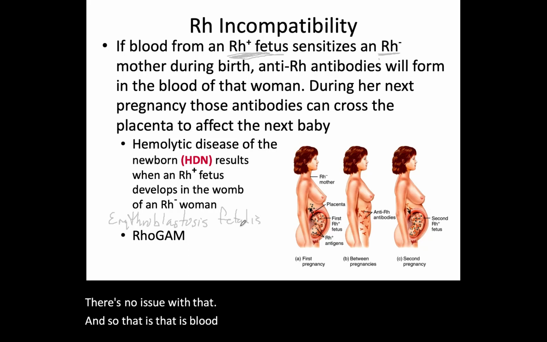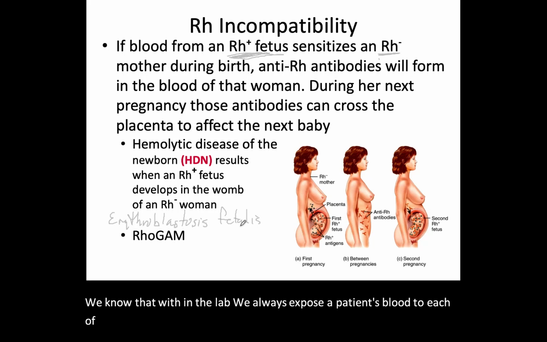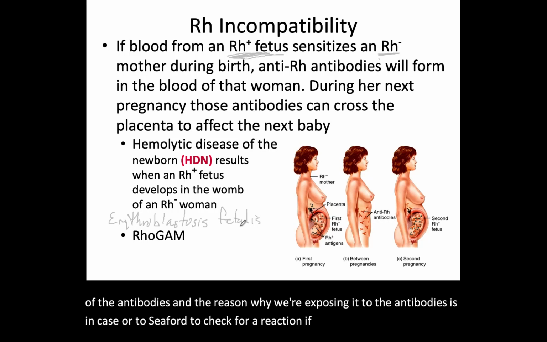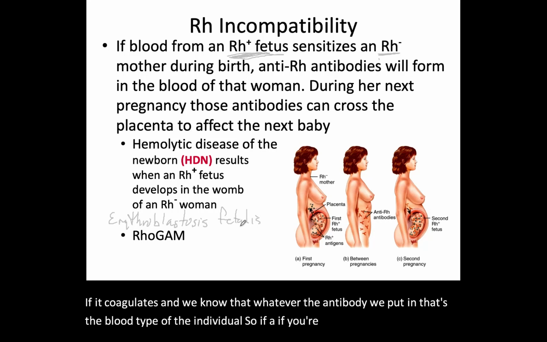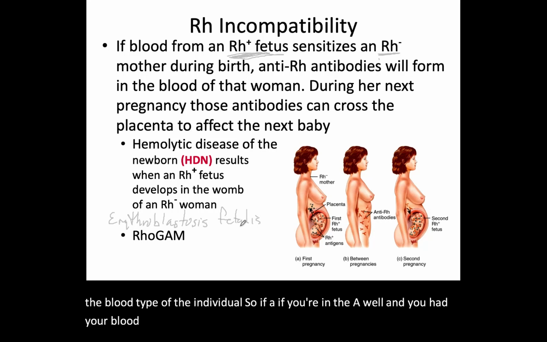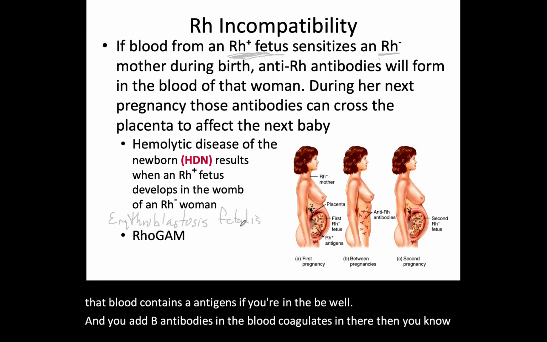We know that within the lab, we always expose a patient's blood to each of the antibodies. All right, and the reason why we're exposing it to the antibodies is to check for a reaction. If it coagulates, then we know that whatever the antibody we put in, that's the blood type of the individual. So if you're in the A well and you add your blood in and you add in anti-A and it coagulates, then you know that that blood contains A antigens. Right? If you're in the B well and you add B antibodies and the blood coagulates in there, then you know that that blood contains B antigens.